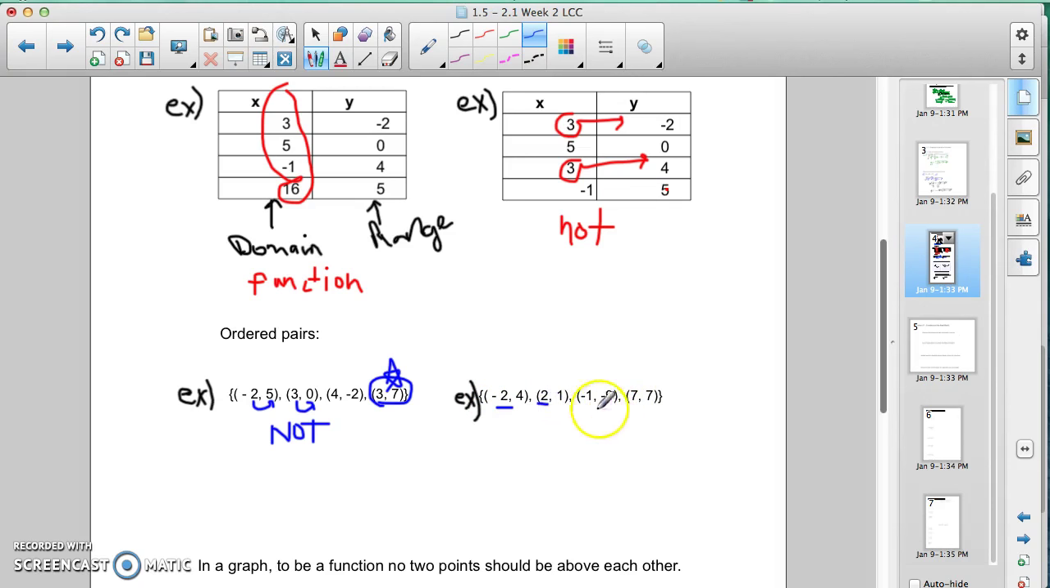no other 2 mapped anywhere, -1, and 7. So this one is a function because it doesn't have any problems with the mappings. We don't have any problem finding one answer for each value. We have one answer for each value.